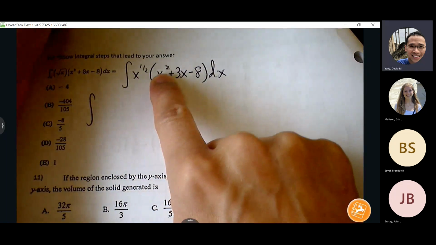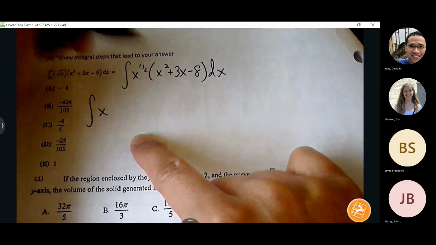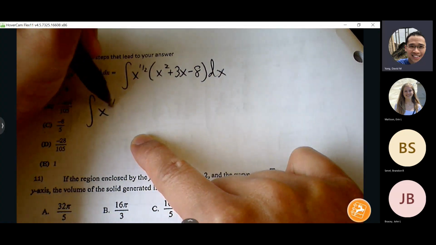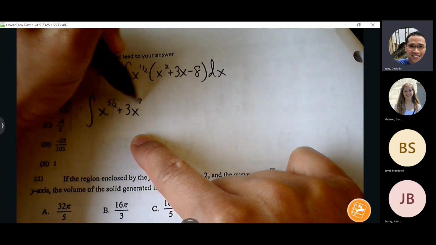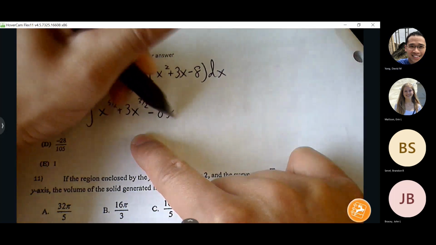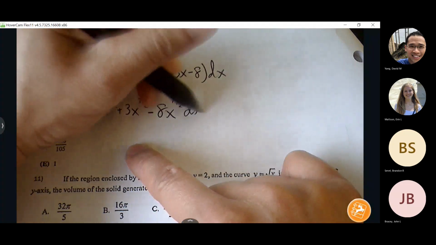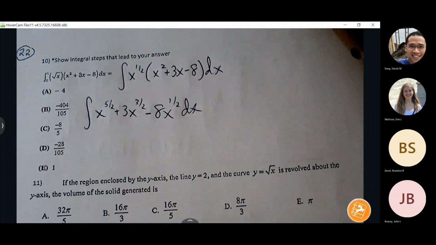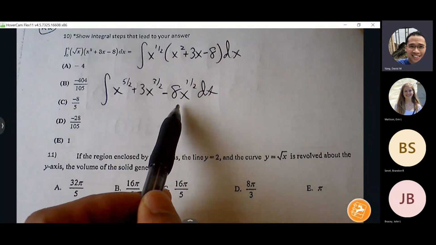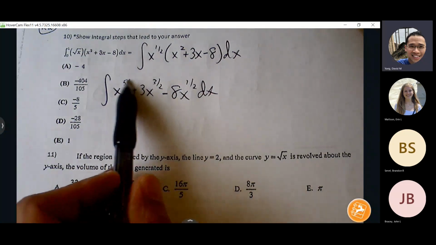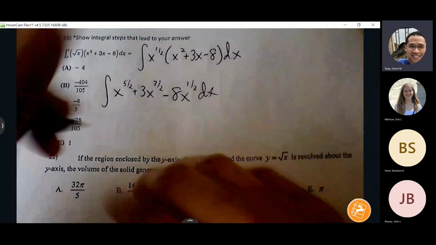Okay, add exponents: 1/2 plus 2 is 1/2 plus 4/2, which is 5/2. 1/2 plus 1 is 3/2. Then every term is nicely set up for the power rule. We add 1 to the exponent and divide by that new exponent.